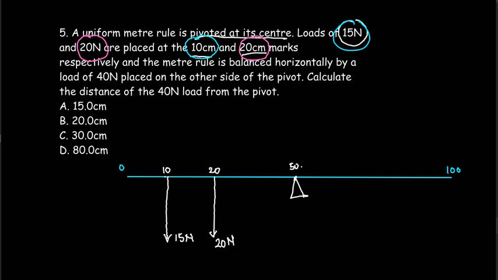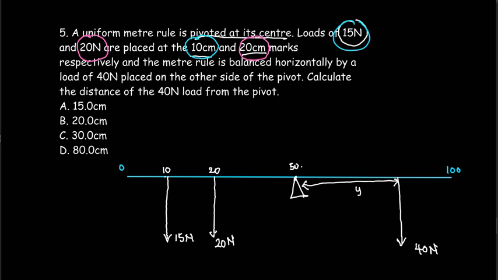Then if the meter rule is balanced horizontally by a load of 40 Newton placed on the other side, so 40 Newton is going to balance the load on this side. Calculate the distance of the 40 Newton load from the pivot. Now we don't know the distance of the 40 Newton load from the pivot, so I'm just going to call it Y, because why not?